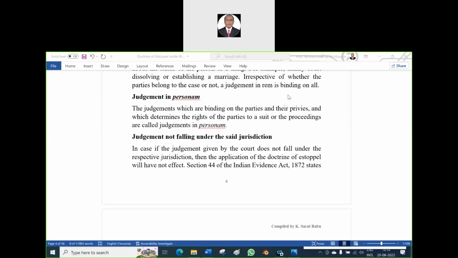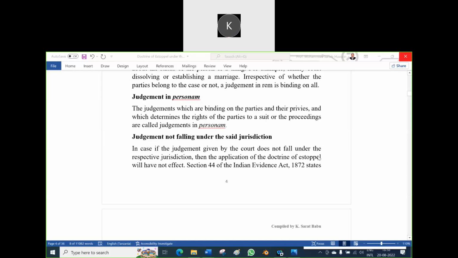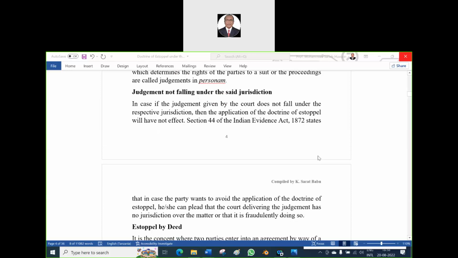Yeah. Okay, sir. Section 44 of the Indian Evidence Act 1872 states that. When you read, you ask me to scroll it, sir. Otherwise people will not look at where you are. Read Section 44 of the Indian Evidence Act.